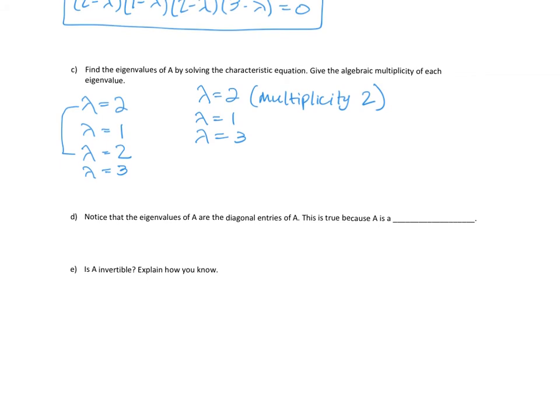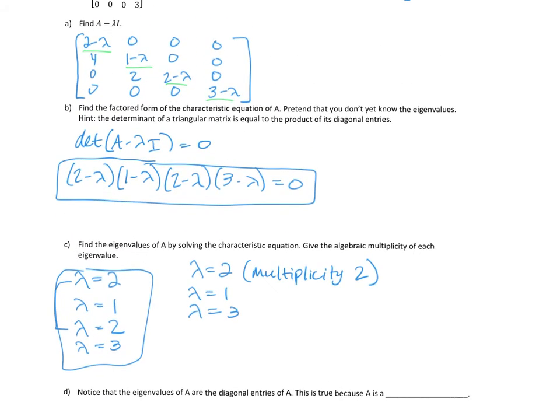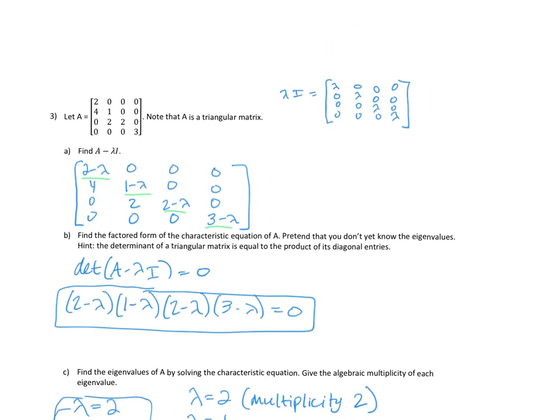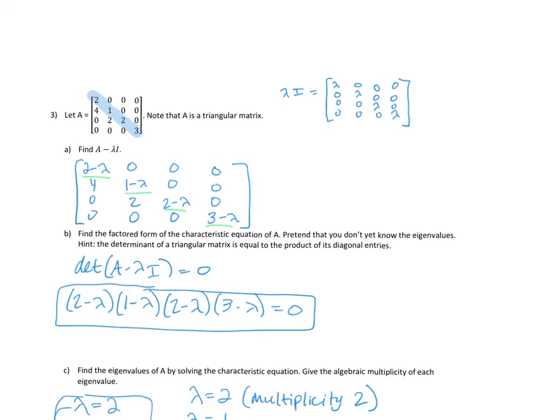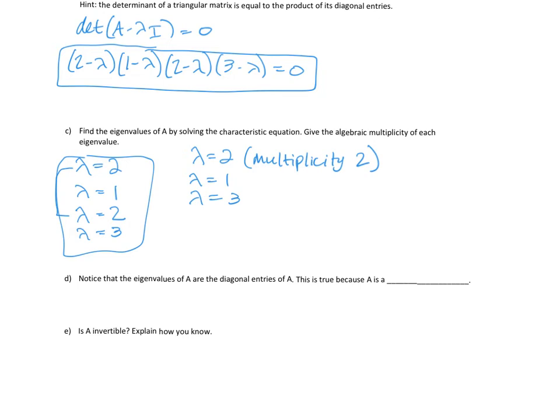Okay, so it says notice that the eigenvalues of A are the diagonal entries of A. So my eigenvalues of A right here: 2, 1, 2, and 3. Go back up to the original A and look at the diagonal entries: 2, 1, 2, and 3. So if you have a triangular matrix, the diagonal entries are the eigenvalues. Okay, that only works, though, because A is triangular.